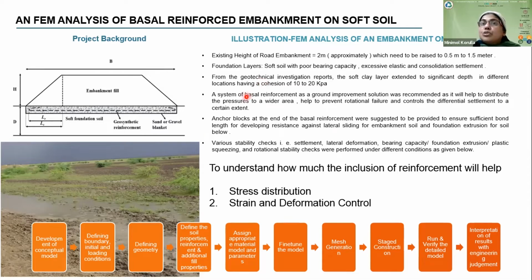The solution given for this problem was a basal reinforcement with a high strength geogrid, which also has good stiffness. But it was important to understand that the soft clay extends up to 8 to 10 meters, and this soft clay is prone to vertical settlement as well as lateral movements. Lateral extrusion can be a possibility.